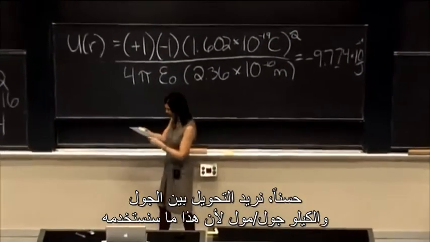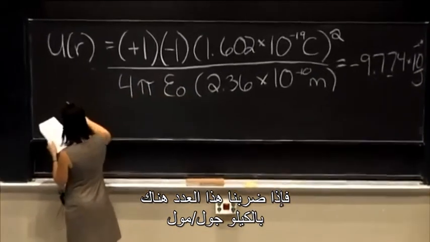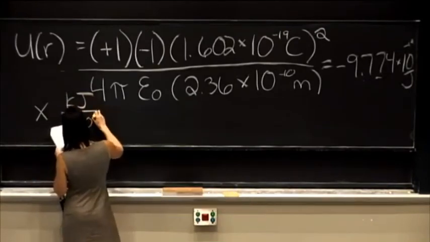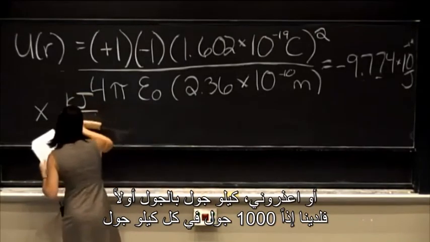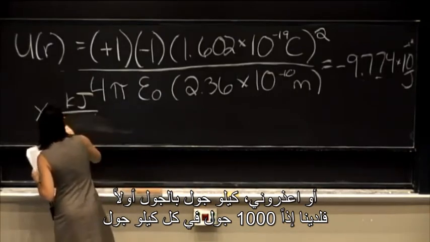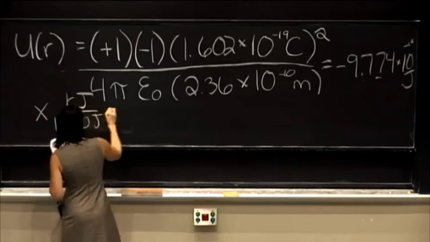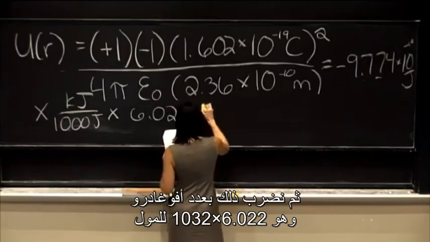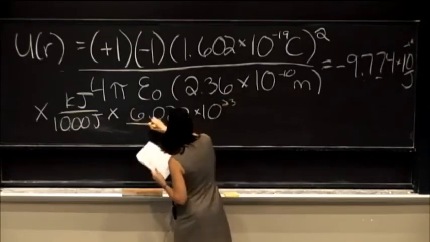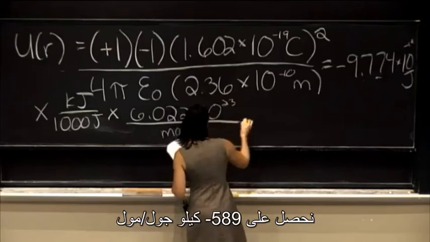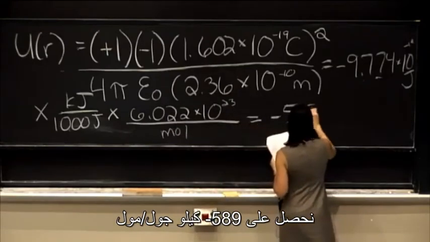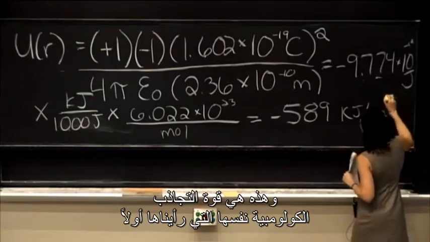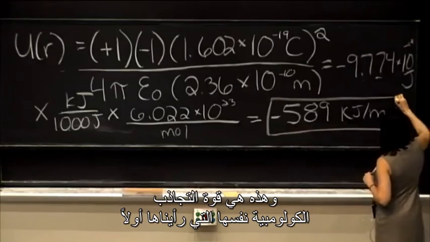All right, so what we need to do, though, is convert from joules into kilojoules per mole, because that's what we were using. So if we multiply that number by kilojoules per joule, we have 1,000 joules in every kilojoule. And then we multiply that by Avogadro's number, 6.022 times 10 to the 23 per mole. What we end up with is negative 589 kilojoules per mole. So this is that same Coulombic attraction that we saw in the first place.